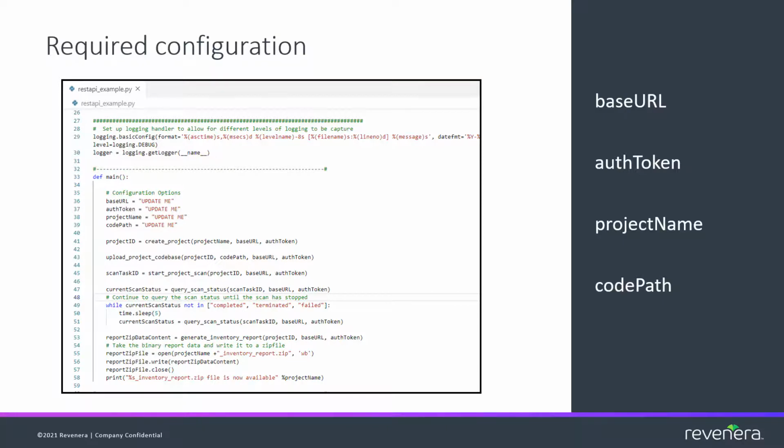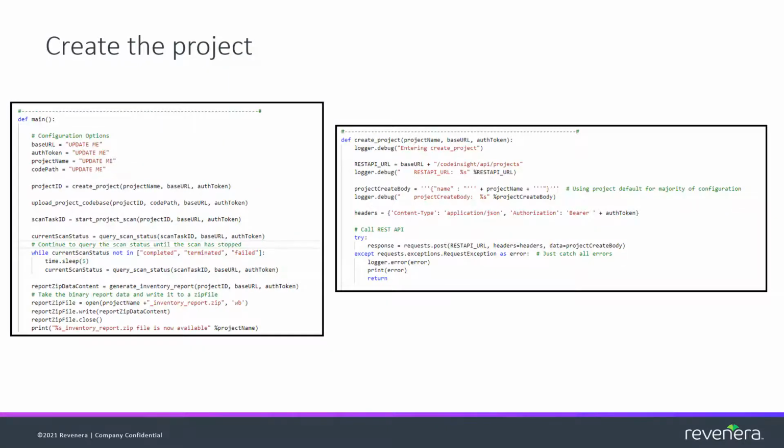Now let's take a look at the script itself. As mentioned before, the first thing that will happen will be a call to create the project using the /projects API endpoint. This API call is simply passing the declared project name. Although other options could be provided, I am taking advantage of the project default setting and only passing this name. The response from this API is the project ID, which will be used in subsequent calls.